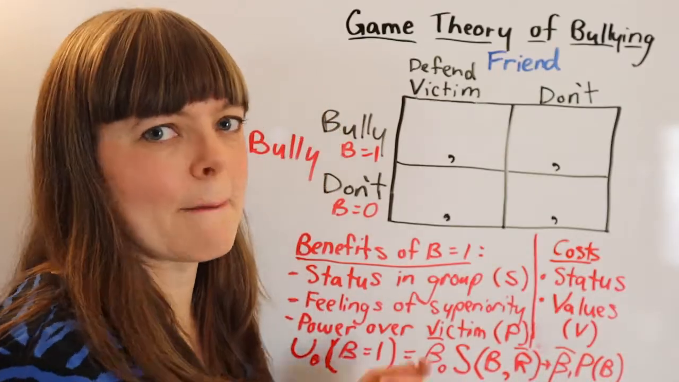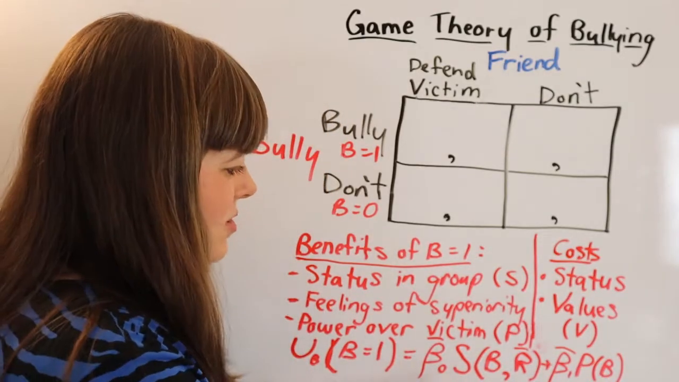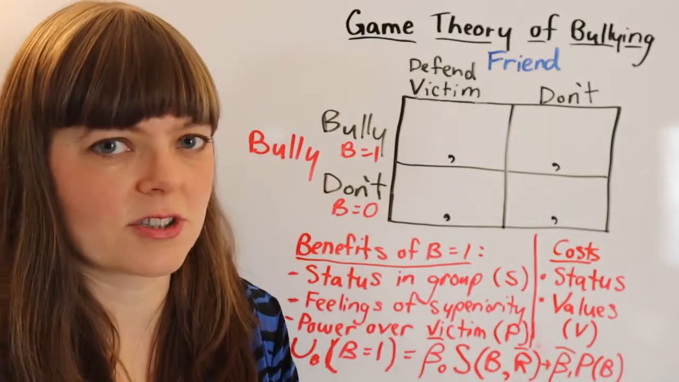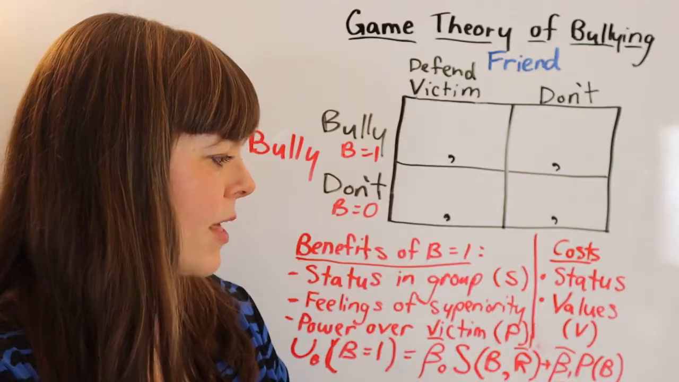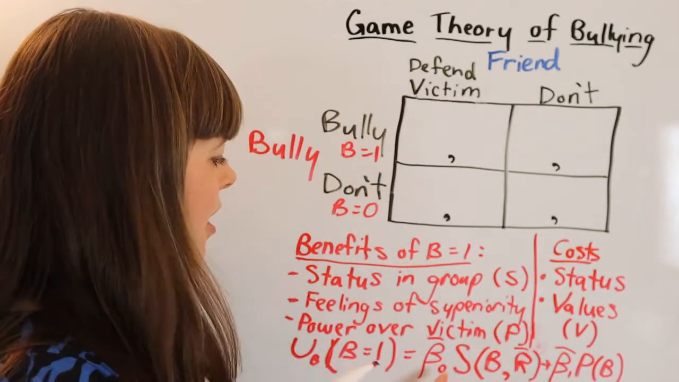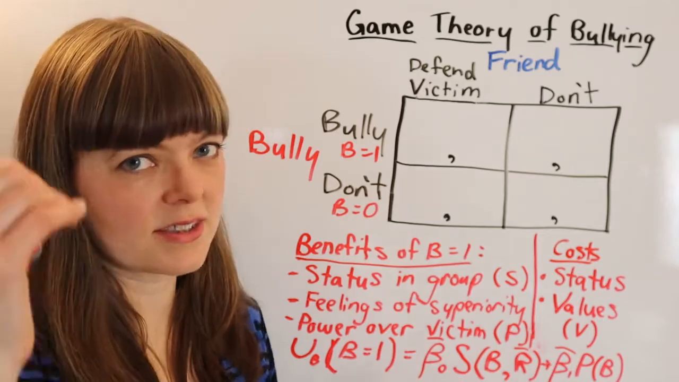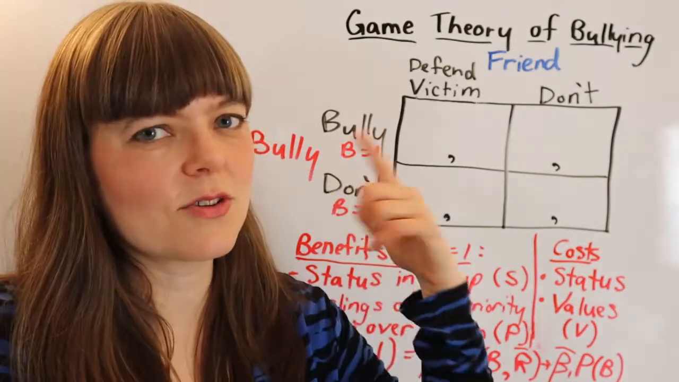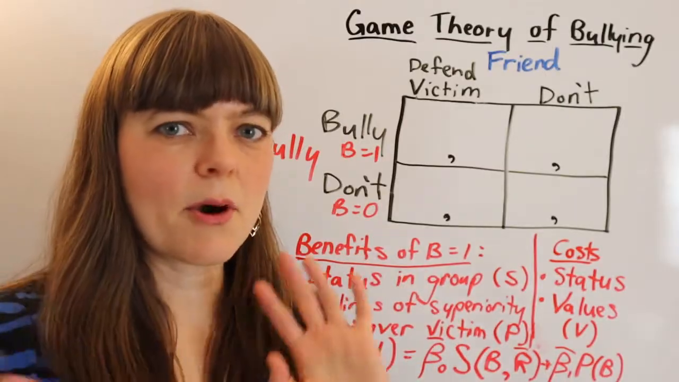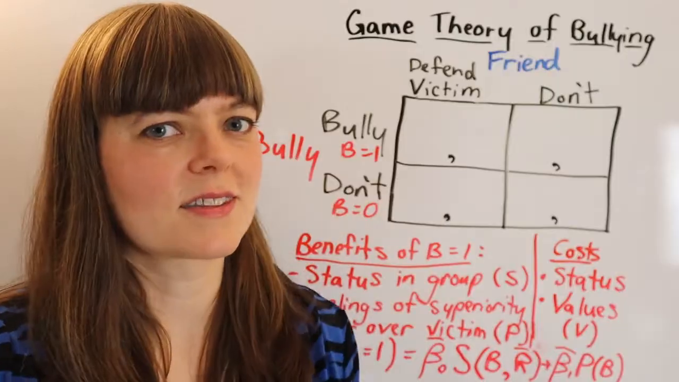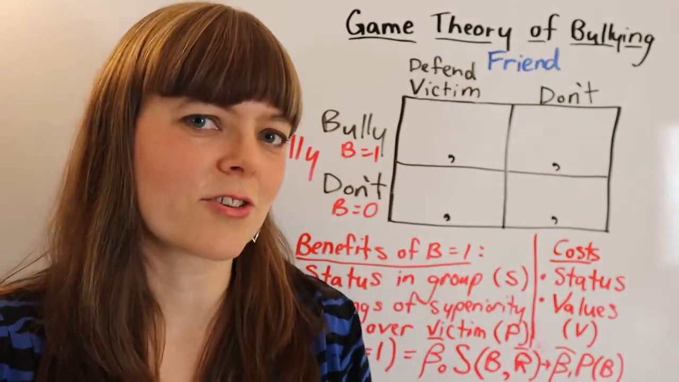2 of those are just importance weights. And importance weights allow us to personalize this model to the particular person. So for some people, they place a heavy weight on power over the person they're bullying. For others, they may place a heavier weight on status in the group. And inserting these importance weights allows us to do these thought experiments to think about how different personality types, different types of people might interact in this situation. Because not all bullies are the same.